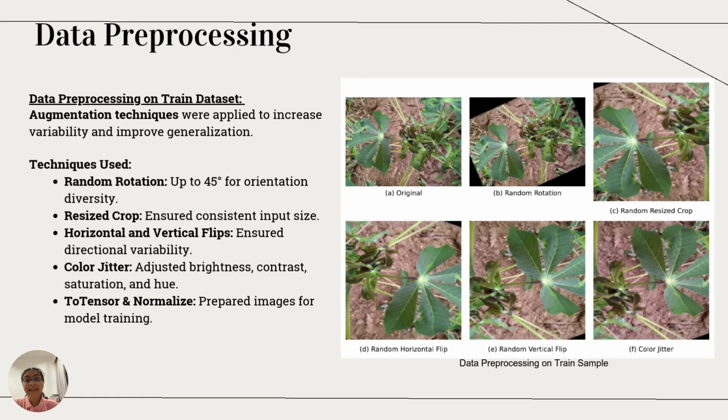This slide highlights the data augmentation technique used to enhance the training data set. Steps included random rotation, resized cropping, flips, and color jitter to improve variability, along with ToTensor and normalization to prepare the images for the model. The examples on the right show how these transformations enhance diversity in the training data.